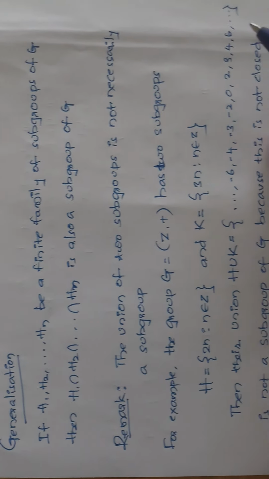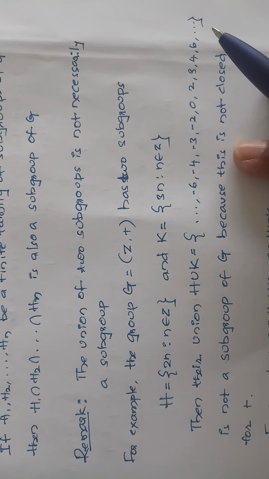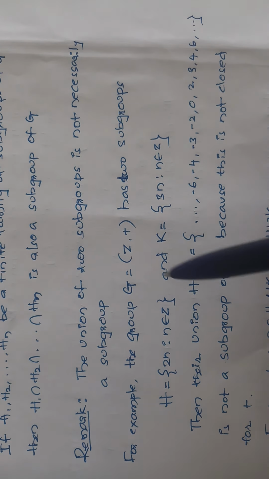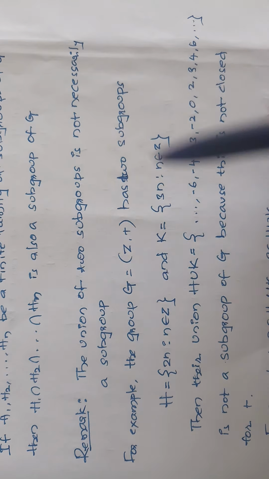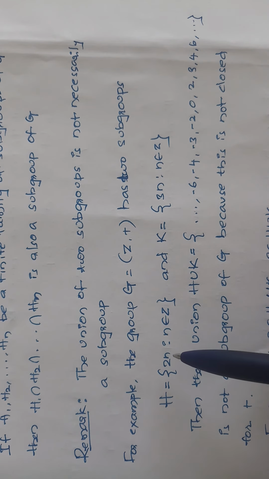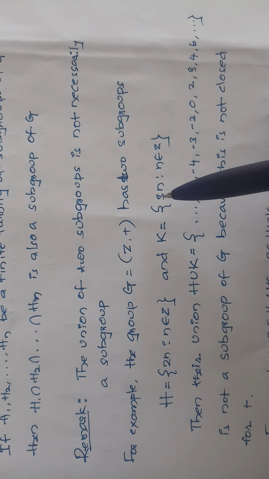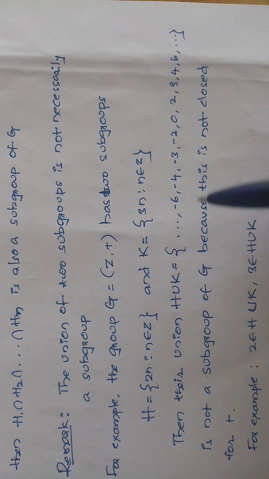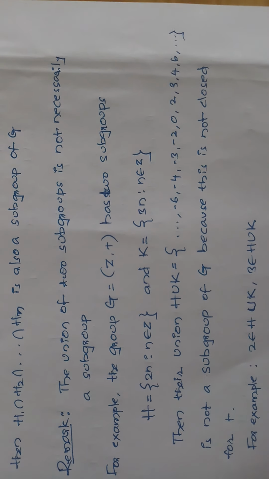The remark for this is that the union of two subgroups is not necessarily a subgroup. For this example, if I take G equal to Z under addition, it has two subgroups, the even integers and the odd integers. So their union H union K is, so if I take here 2, 4, 6, minus 2, minus 4, and so on.